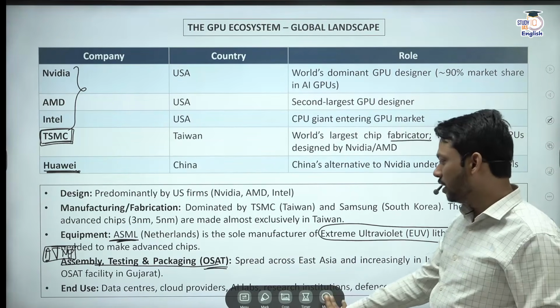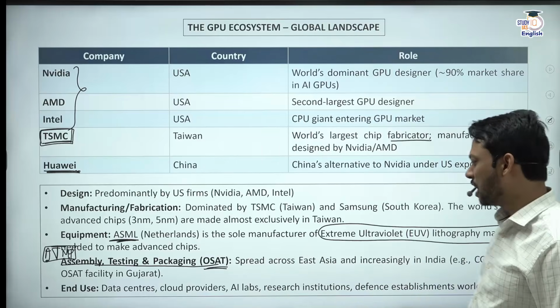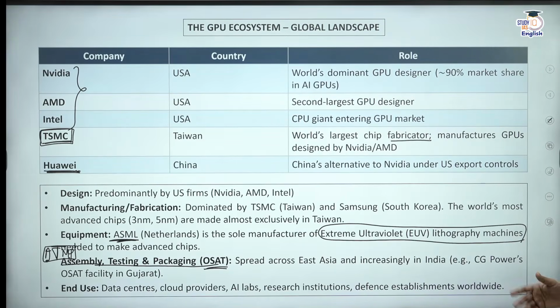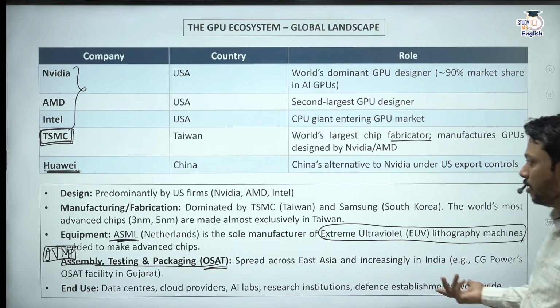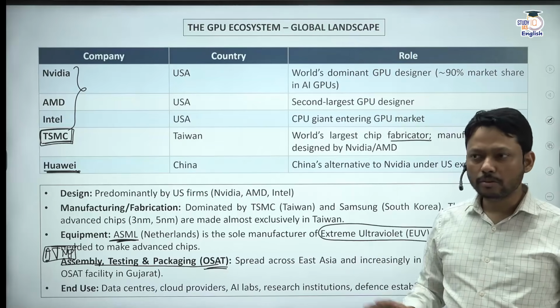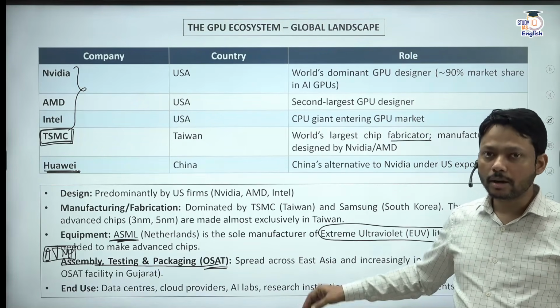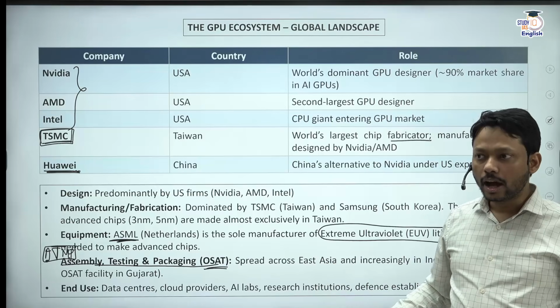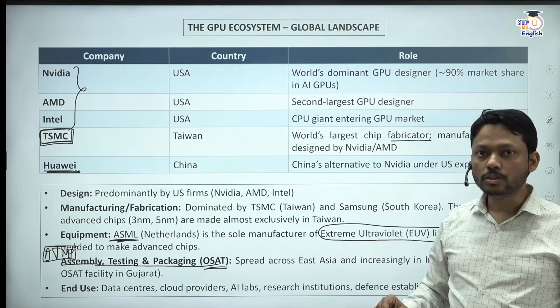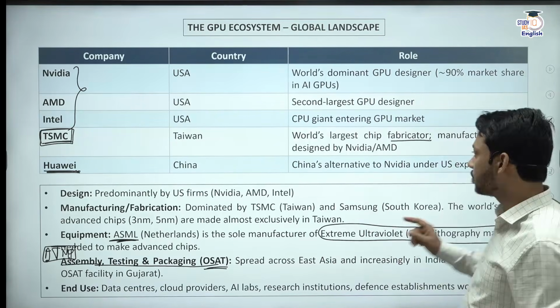The end uses are in data centers, cloud providers, AI labs, and research institutions, for defense, for satellite imagery, and for remote sensing satellite services. End uses are many. There are many end users, and the demand for GPUs is only going to increase.